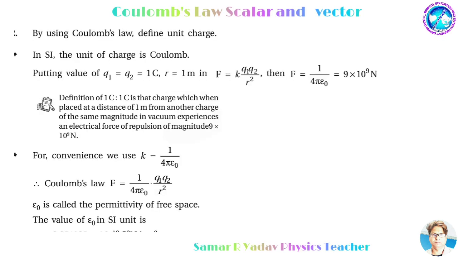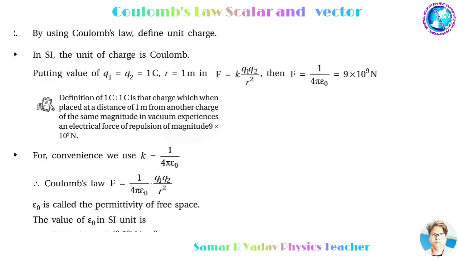By using Coulomb's law, define unit charge. In SI, the unit of charge is coulomb. Putting the value of Q1 equal to Q2 equal to 1 coulomb, R equal to 1 meter in F is equal to K Q1 Q2 upon R square, then F is equal to 1 upon 4 pi epsilon 0, which is equal to 9 into 10 power 9 Newton.